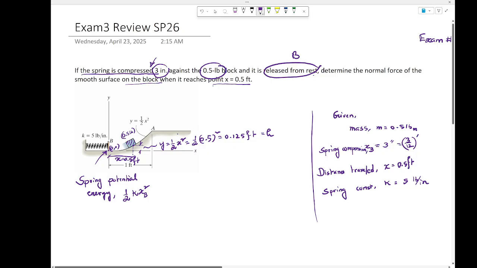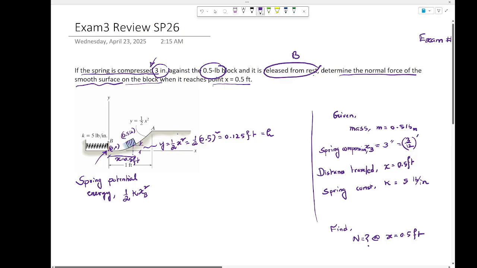All right, so what you are trying to find here, take a look. Determine the normal force of the smooth surface on the block when it reaches a point X. So you definitely need to find a force. So find the normal force at what? At X equal to 0.5 feet. You may write N equals question mark, so that can clarify this concept even further.